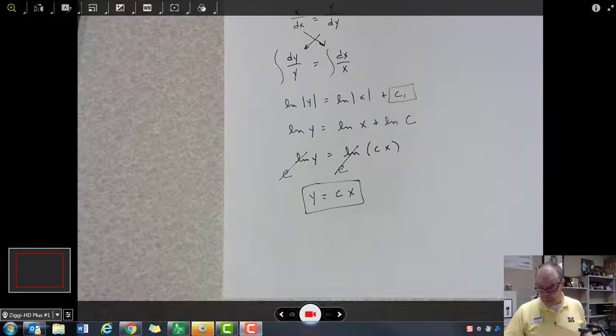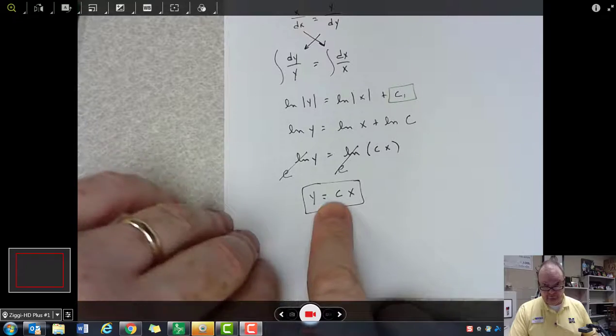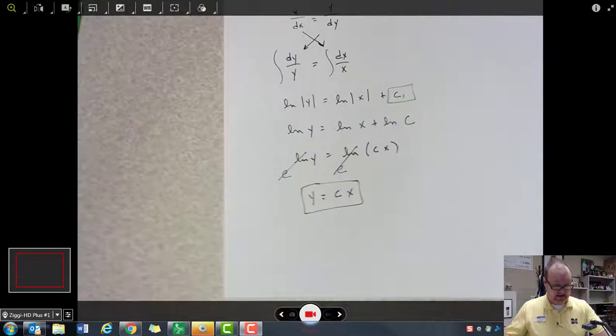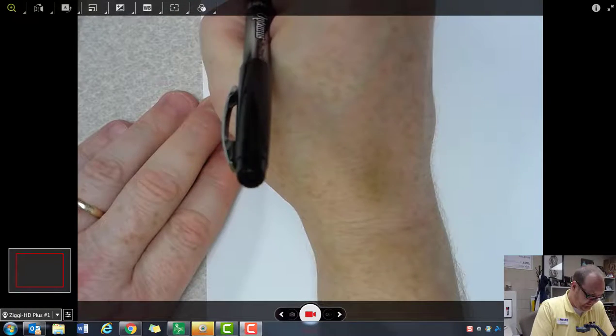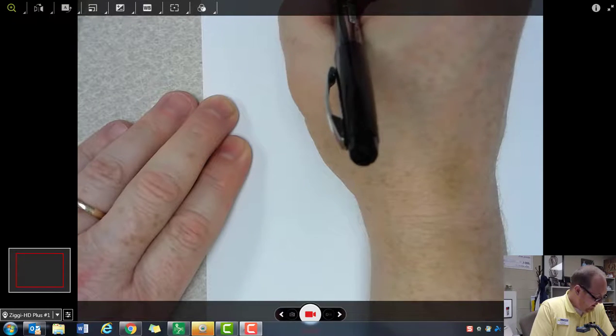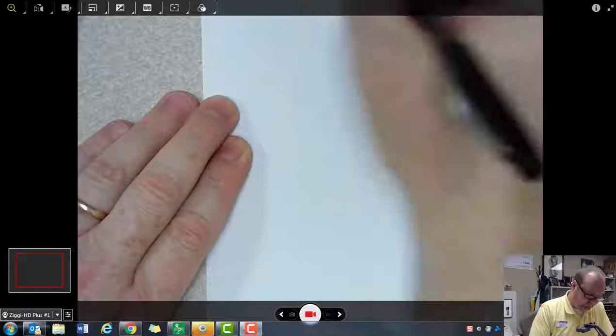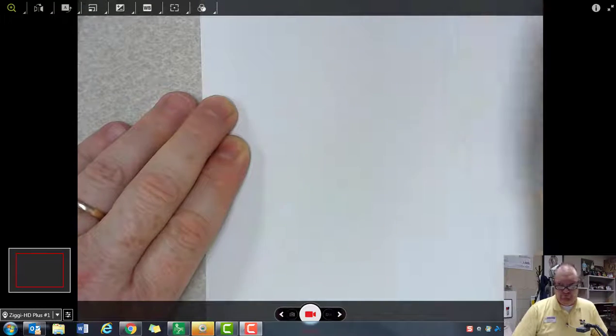All right, so again, separation of variables technique. Let's do a couple of problems, though, where we can come back and solve for this c. So look at number 14. Number 14 says the square root of x plus the square root of y, y prime, all equal to 0. And then they give us an initial condition over to the side.